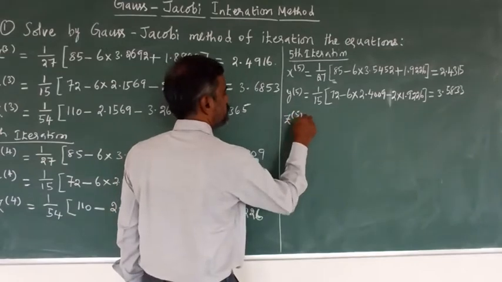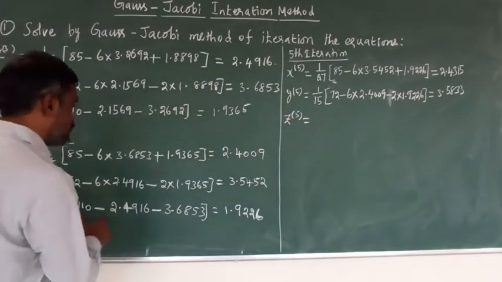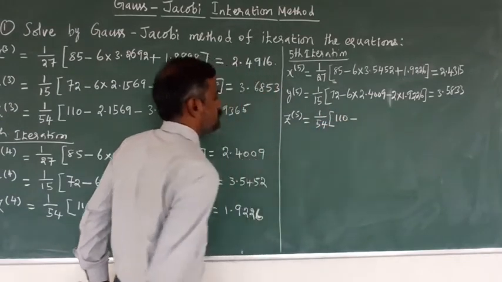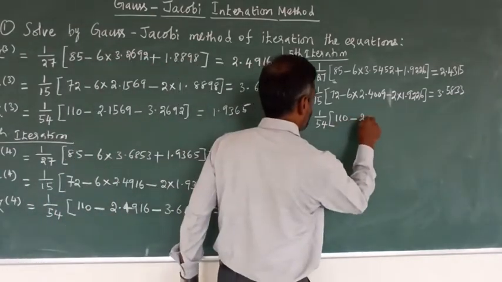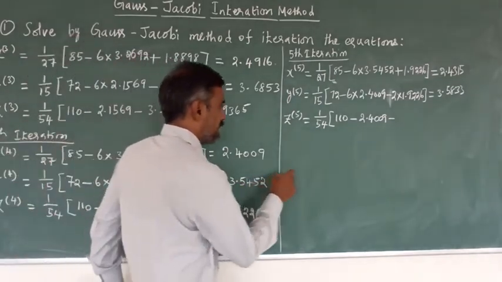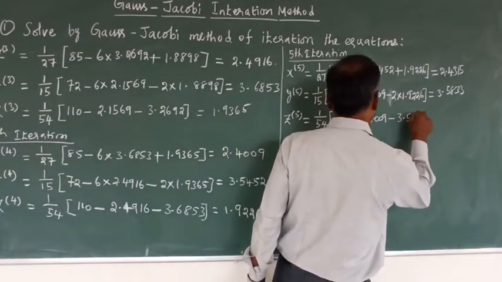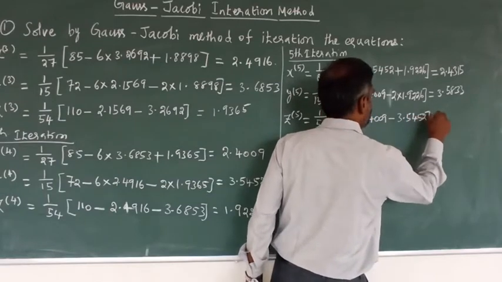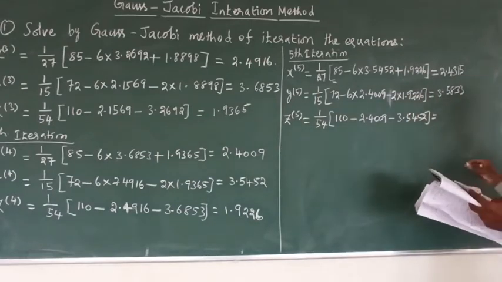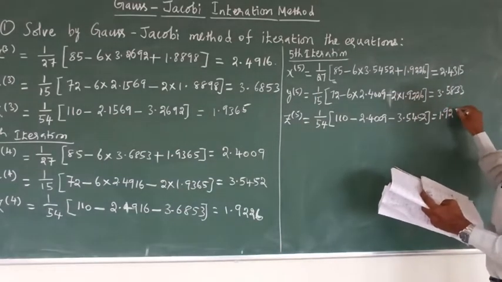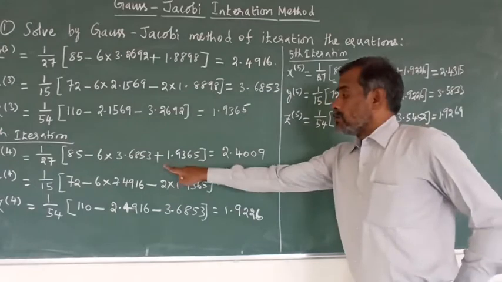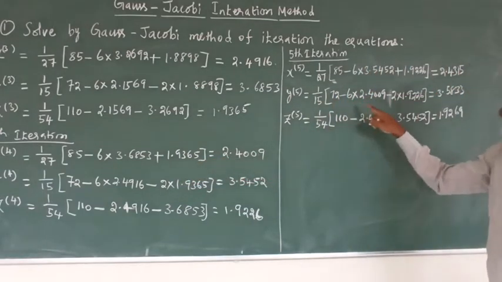Next, z5 equals 1 divided by 54 within bracket 110 minus x value 2.4009 minus y value 3.5452. Now to simplify this one, we can get the result 1.9269.